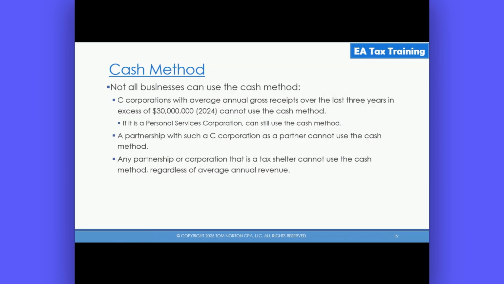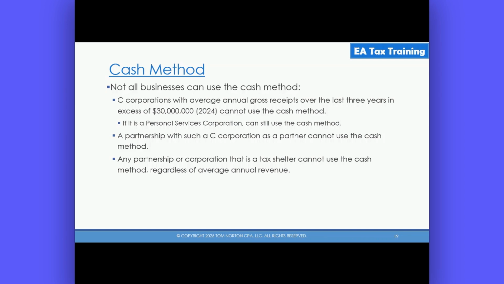Since the income from the partnership is going to flow through to the C corporation, since the C corporation can't use the cash method, the partnership cannot use the cash method either. And then the final one is any tax shelter. So it could be a partnership, could be a corporation. If they qualify as being a tax shelter under the law, then they cannot use the cash method. You do not need to understand what qualifies as a tax shelter under the law for the EA exam. Just know that it is on this list of exceptions.